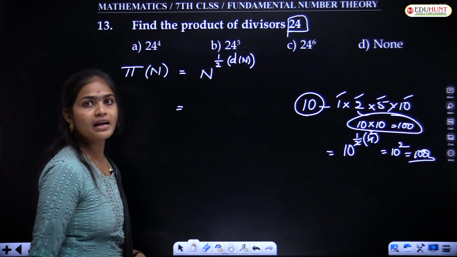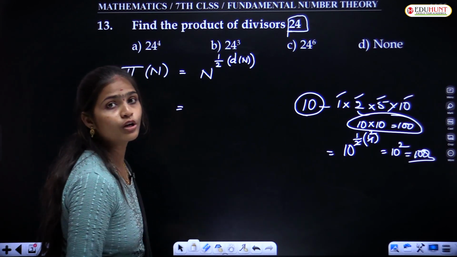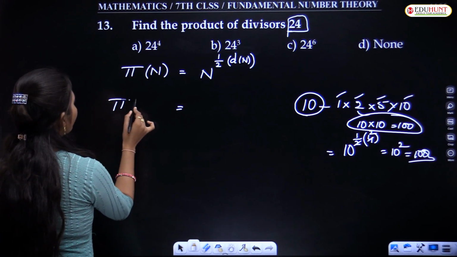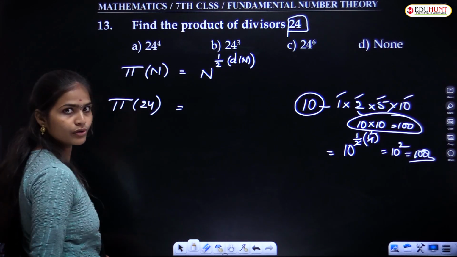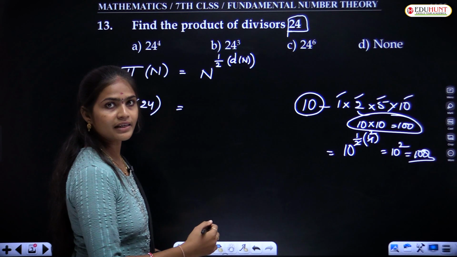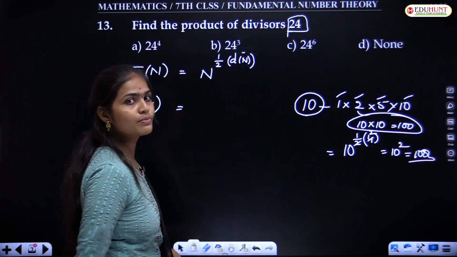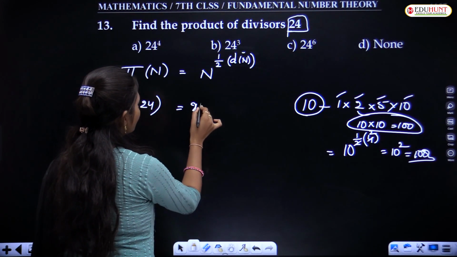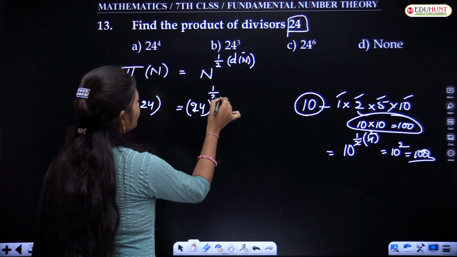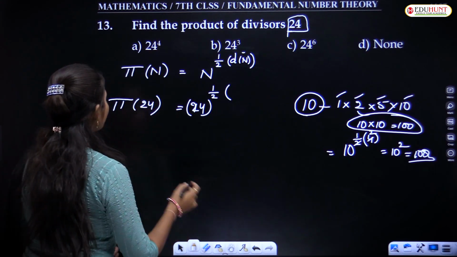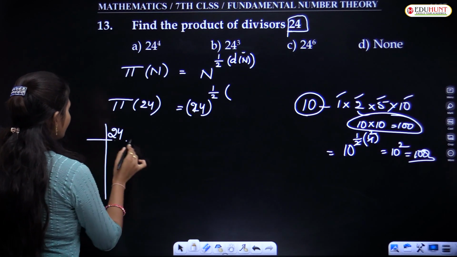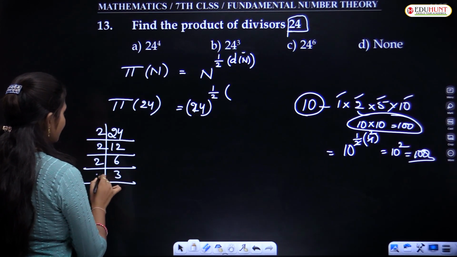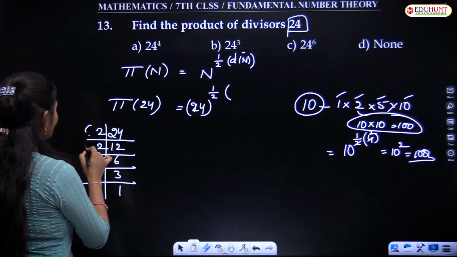So what symbol do we use to represent the product of divisors? Pi of n. Okay, now we need to find pi of 24. The given number is 24 here. Here there is no need to write any factorization, but to find the number of divisors we have to write the factors. Okay, number of factors. So here n is equal to 24 whole power 1 by 2 into, here what is the prime factorization of 24? 2 12s are 24, 2 6s are 12, and here 2 3s are 6, 3 1s are 3. Clear? So here 2 cube and 3.